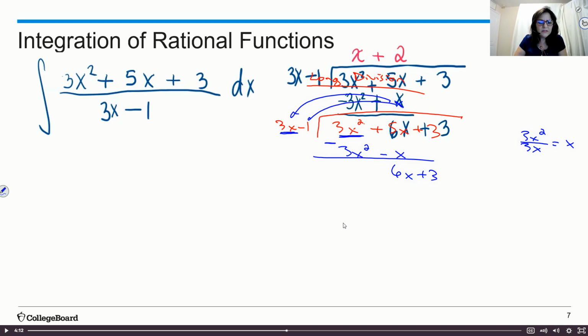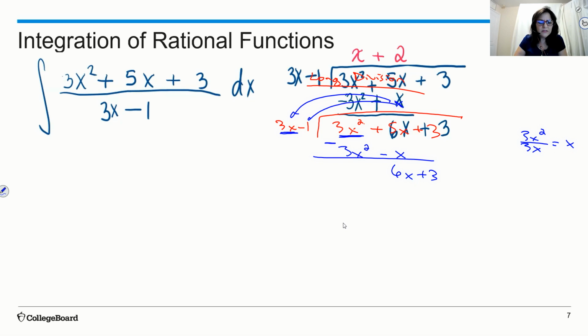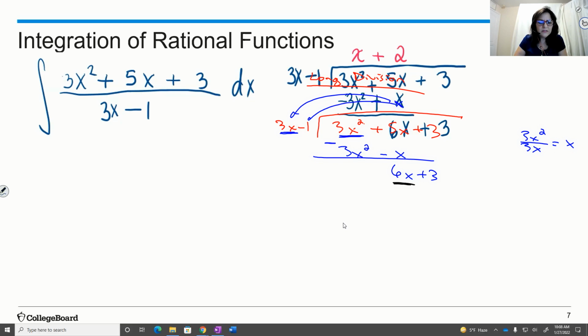So we do the same thing again. We take this now, this new first one. We do this one divided by this. So 6x divided by 3. Yep, it's 2. And then x plus 2. All right, so then we multiply it down, gives us 6x. And then we have minus 2. Let's subtract again. These cancel, gives us 5. So this 5 is the remainder.